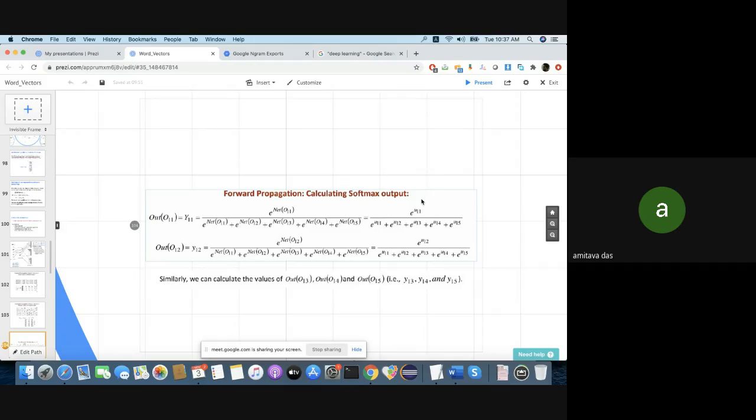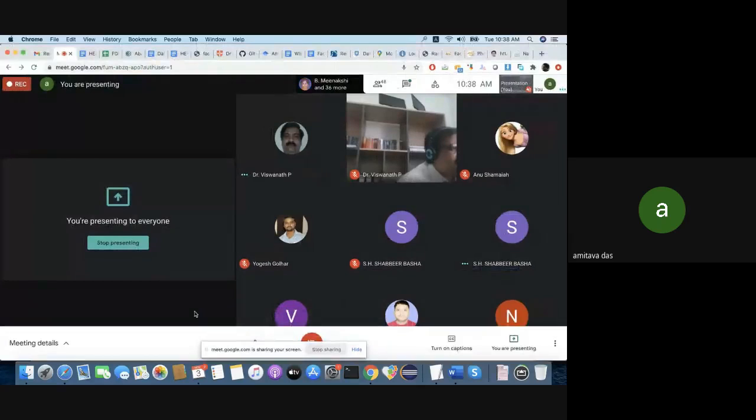What we are trying to do here is calculate the softmax, and I'm quite certain everybody understands gradient descent. Is there anybody who does not understand gradient descent?